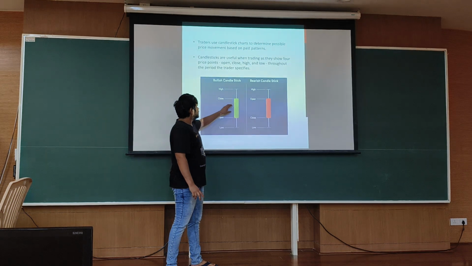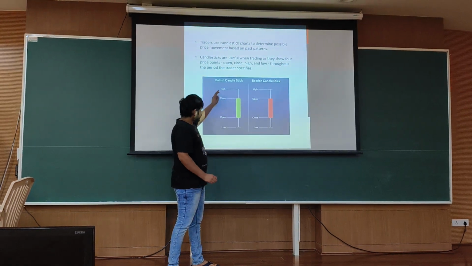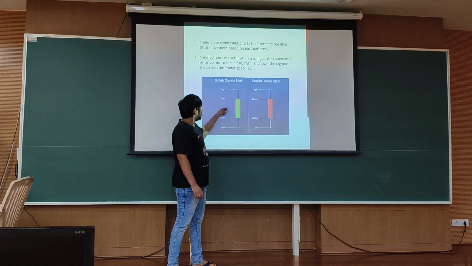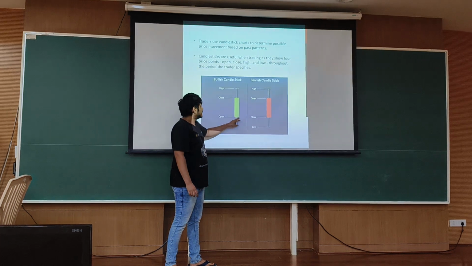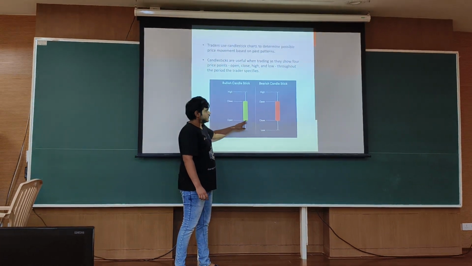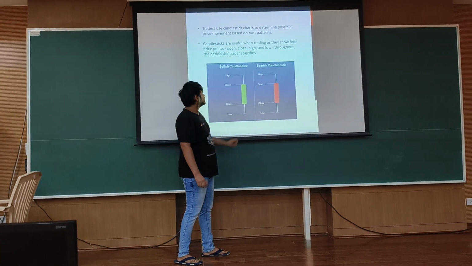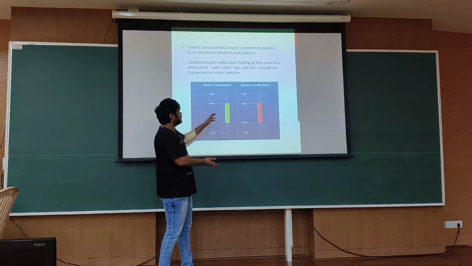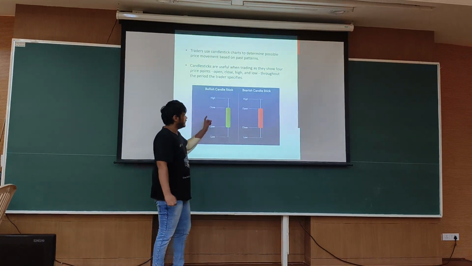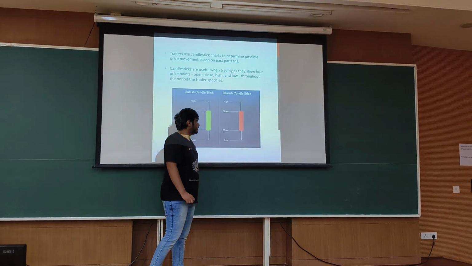In that case, the opening price will be the lower extremity of the body, and the closing price will be the higher extremity of the body. And the reverse is true if it's a bearish candle, which is shown with a red color. The body is filled with the red color.